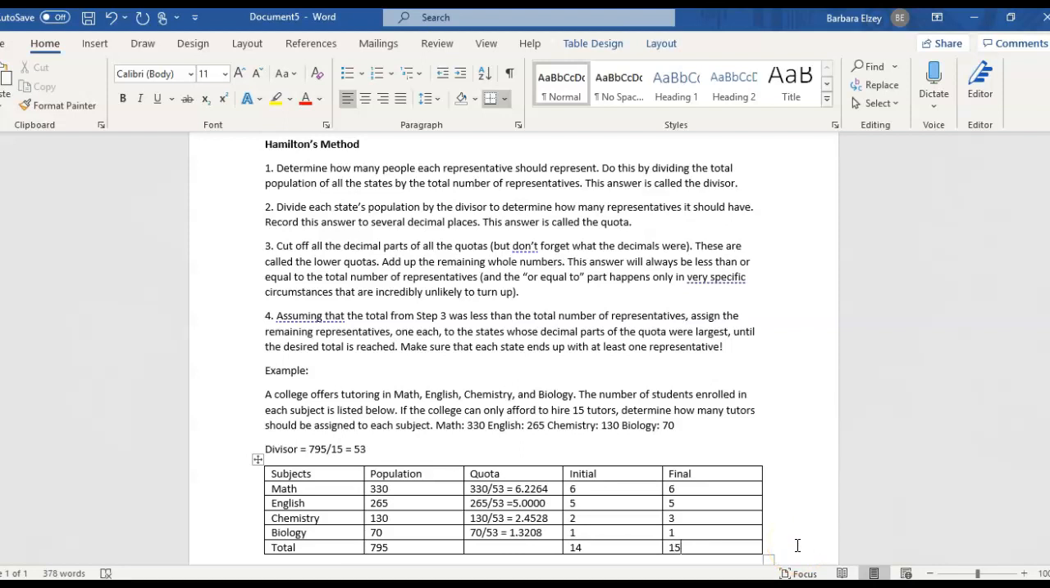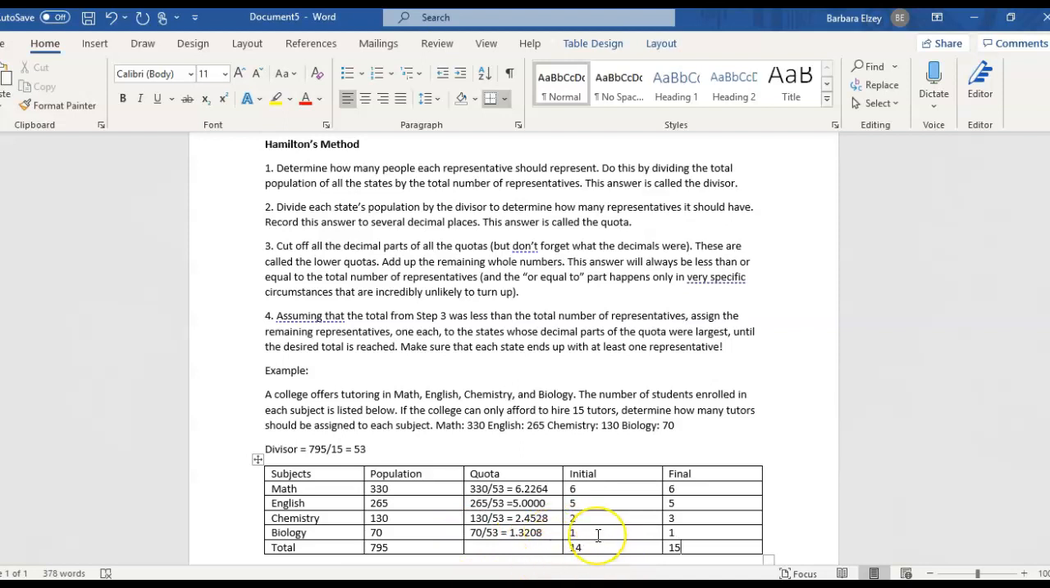So, once more, Hamilton's method. First, you come up with your divisor. You take the total population when you've added it all up and divide it by the number of seats that you have to give away. That divisor is divided into every single one of your populations to get the quota. In Hamilton's method, you will simply drop the decimal for your initial allocation. So you're just going to use the whole number portion of the quota. This will be an underrepresentation.